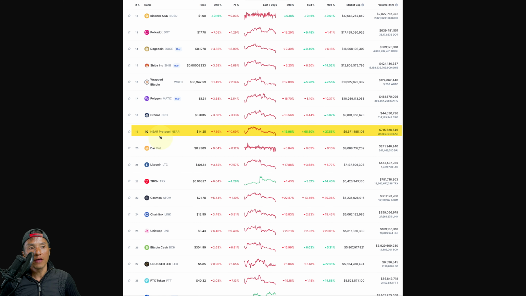Market cap for NEAR protocol. In the 24-hour period, it's down. 7-day period, it's down. However, it's still up in the 30, 60, and 90 days. So that's good. Market cap is roughly around $9.67 billion, and NEAR actually dropped 2 positions. It was 17 last week, and it dropped to 19 this week.